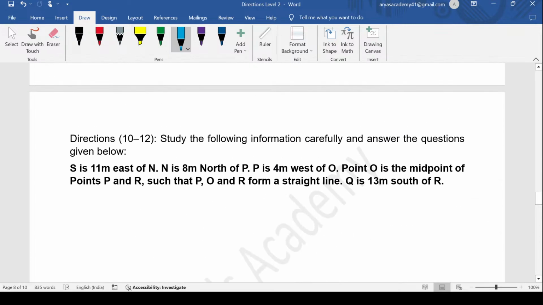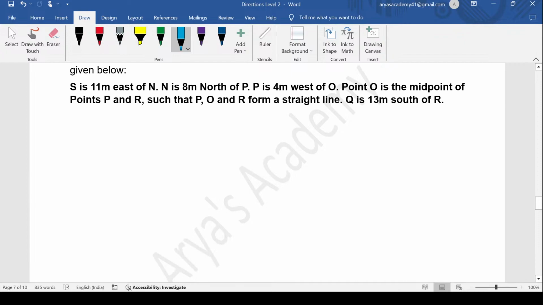Okay, I'm going to solve the question. See, point S is 11 meters east of N. So I am assuming N to be here. If I go for 11 meters in the direction of east, I will arrive at another point S. For the second statement, N is 8 meters north of P.